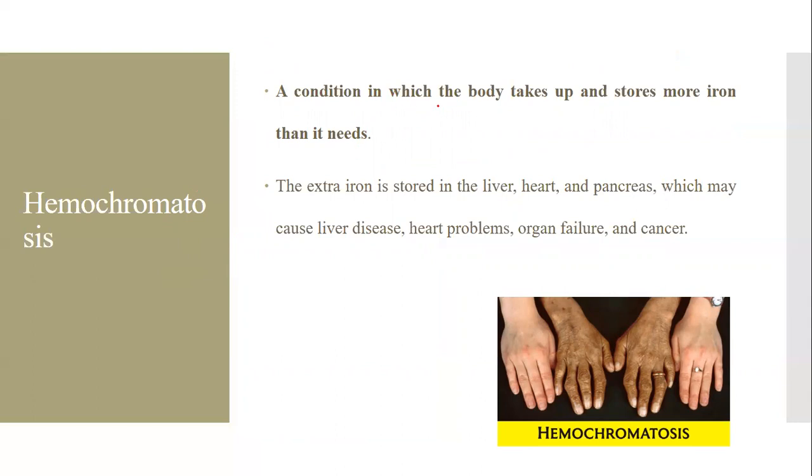Our last option was hemochromatosis. It is a condition in which the body takes up and stores more iron than it needs. So hemochromatosis is related to the accumulation of iron. We know that hemoglobin is also related to iron. The extra iron is stored in the liver, heart, and pancreas, which may cause liver disease. So if the patient is diagnosed with hemochromatosis, they will have liver failure. The management will be liver transplantation in the end stage of this condition.